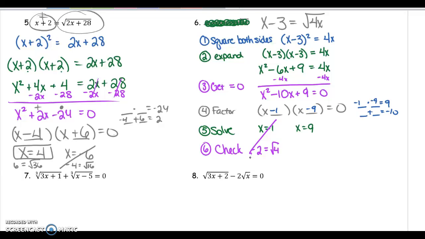Now let's check 9. 9 minus 3 is 6. 4 times 9 is 36. So the square root of 36 equals 6. That works. So our solution is x equals 9. The important thing here is that you're checking this back in the original problem before you did anything to it.